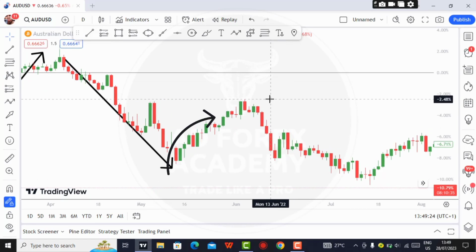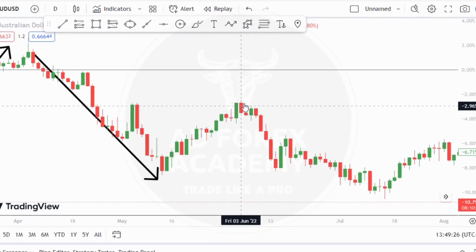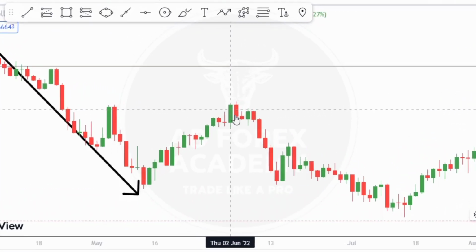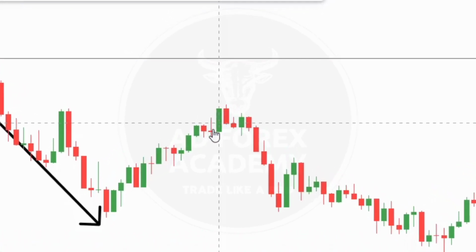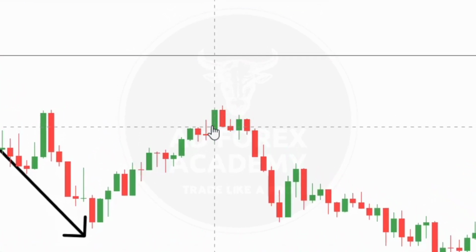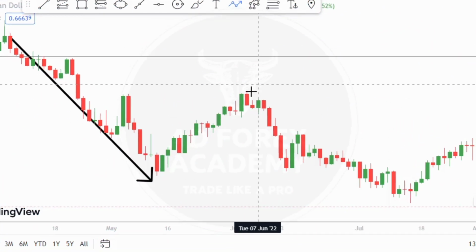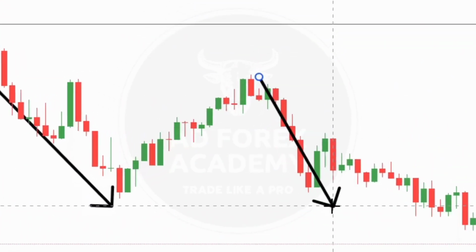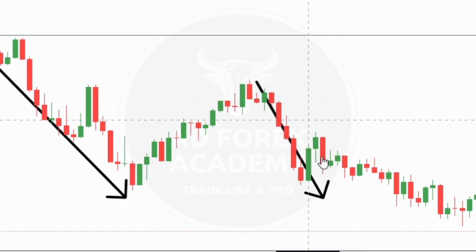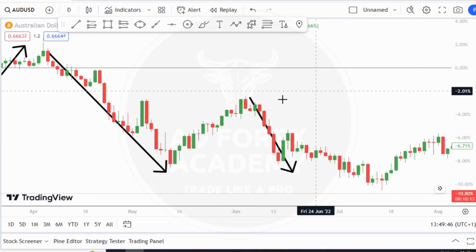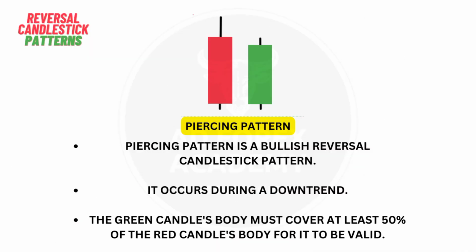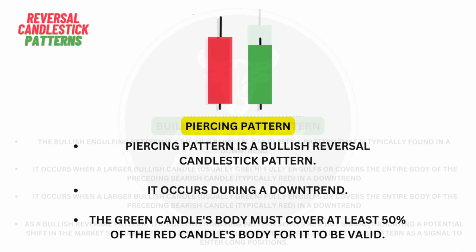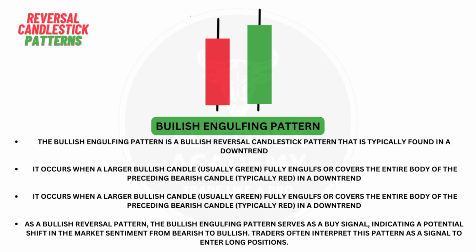Picture an uptrend from one swing low to another swing high. Following this uptrend, you will notice a green candle. Next to it, you will find a red candle that covers more than 50% of the green candle. This fulfills the criteria for a dark cloud pattern, implying an impending shift to a downtrend. As a trader, this would signal a potential opportunity to enter a short position and profit from the expected price decrease.